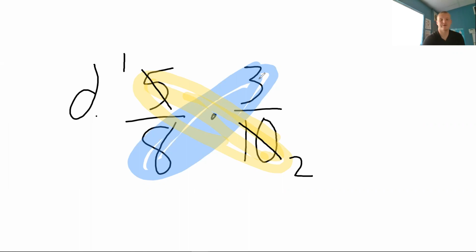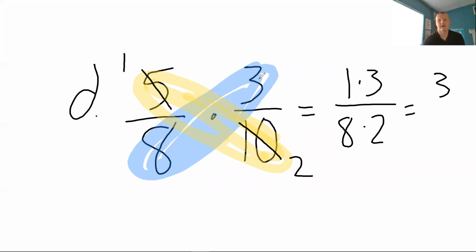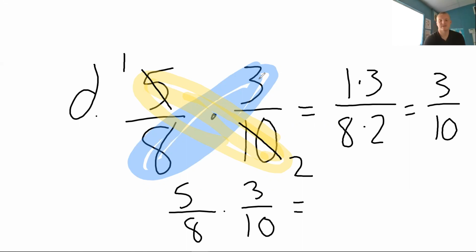Now I can't do any more reducing, so I can multiply straight across. So I have 1 times 3 and 8 times 2. So 1 times 3 is 3, 8 times 2 is 16. If you wanted to, you could just multiply straight across. If you don't like doing it this way, reducing beforehand, you don't have to. You could just do 5/8 times 3/10, and you will get the same answer if you multiply your numerators together, 5 times 3, and then multiply your denominators together, so 8 times 10.